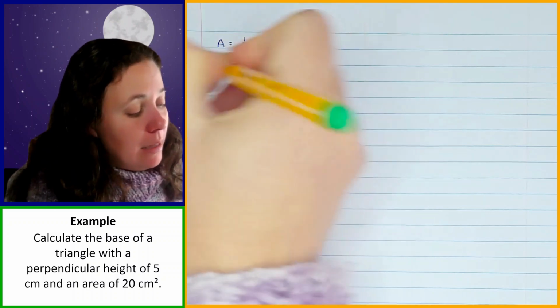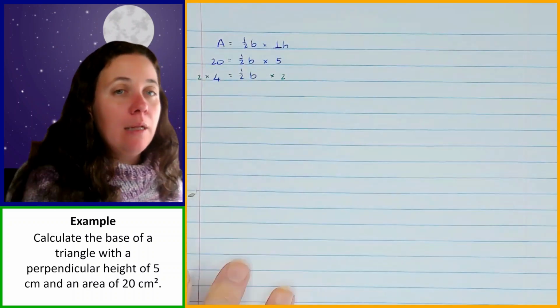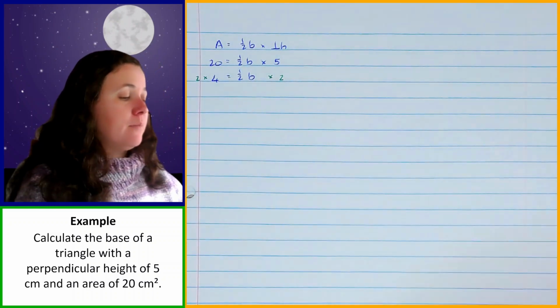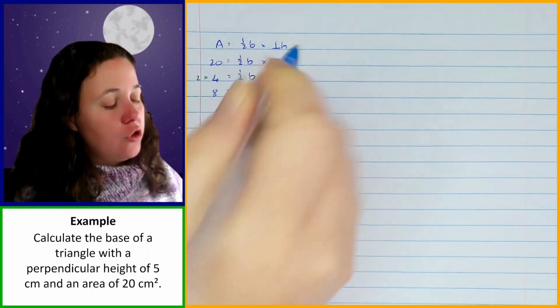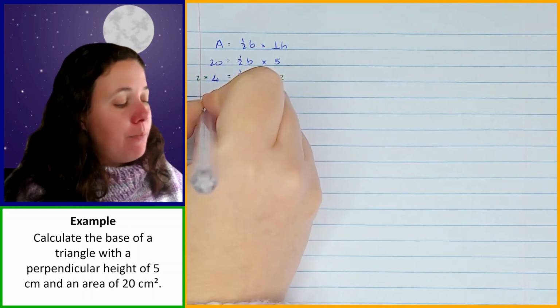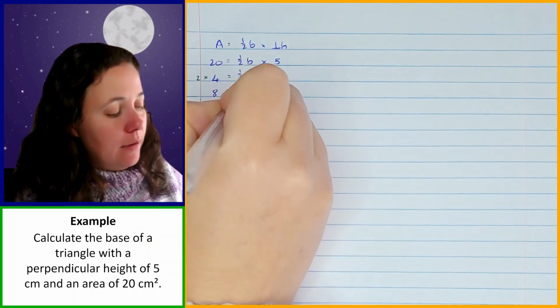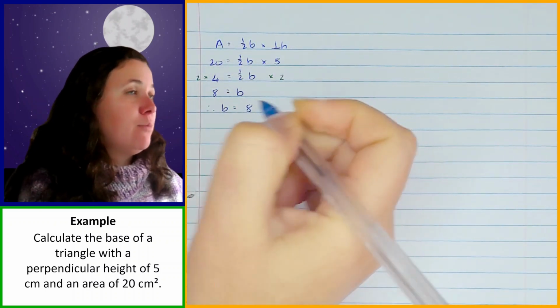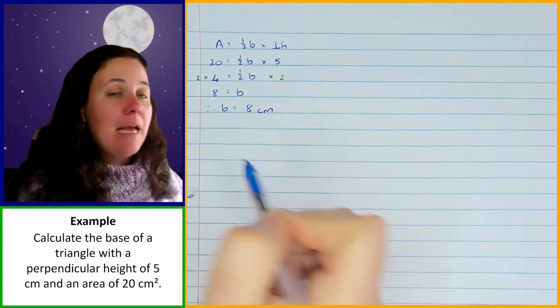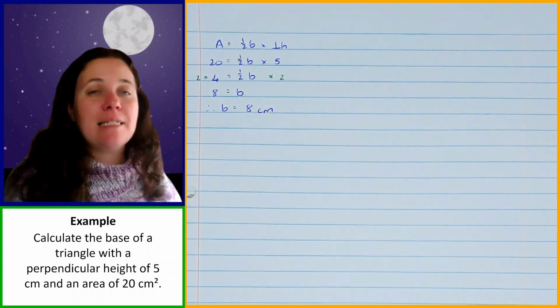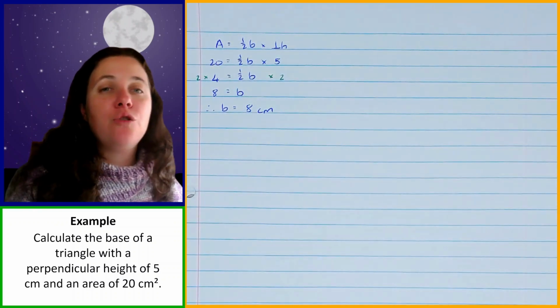So I'm going to multiply that by 2 and multiply this by 2 as well. Okay, so that's going to give me 8 on this side over here, equal to b. So that means that the base of this triangle is 8, and the unit of measurement is centimeters. So the base is 8 centimeters. Okay, so that's how you do a question like that.